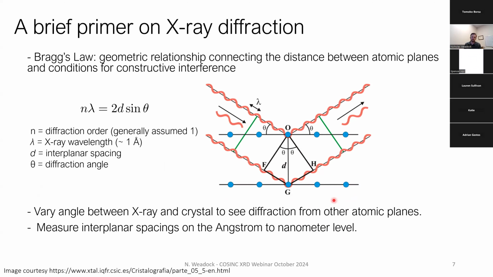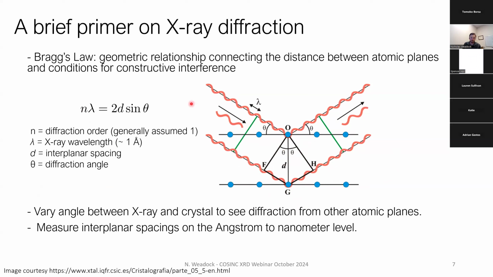So there's a geometric relationship between the interplanar spacing in your crystal and those angles of constructive interference, and that's Bragg's law. The condition is illustrated here, and so what Bragg's law tells us is that for a given interplanar spacing d, there's an angle at which X-rays incident on your material between two planes will constructively interfere, and that's because the additional distance that the X-rays travel to the second plane is going to be equal to an integer number of wavelengths, giving us that constructive interference.